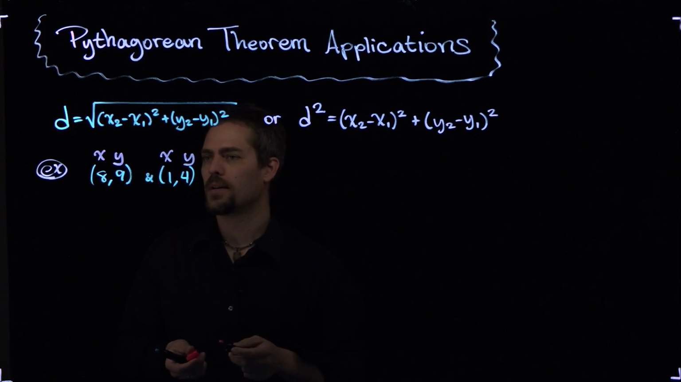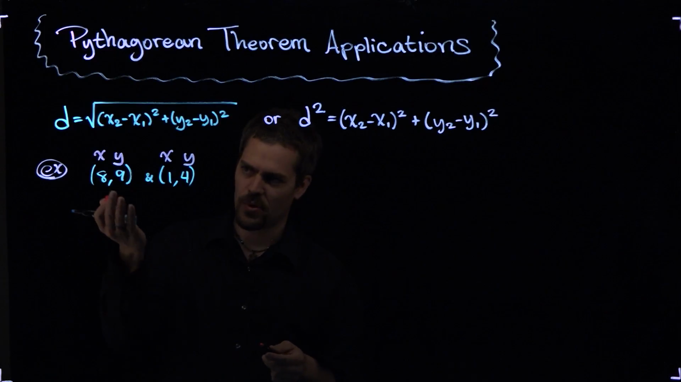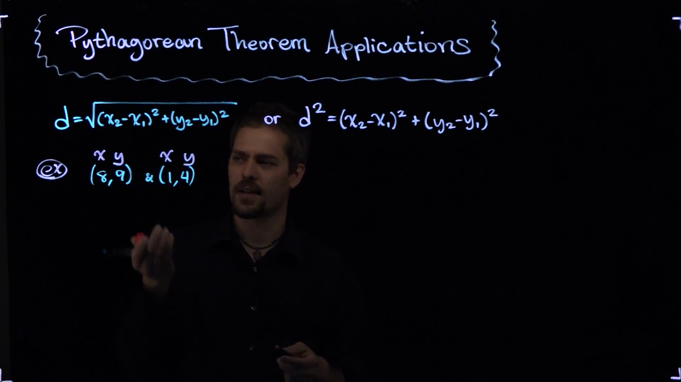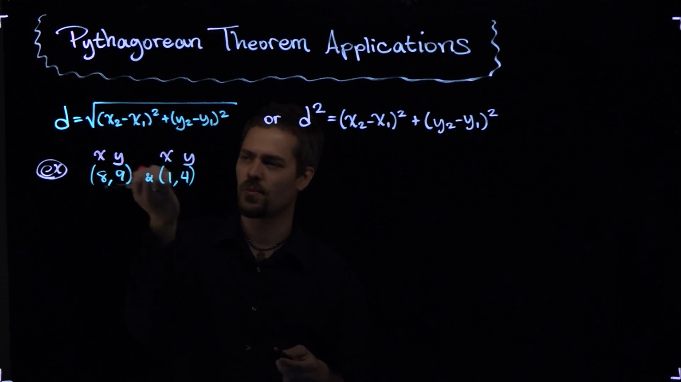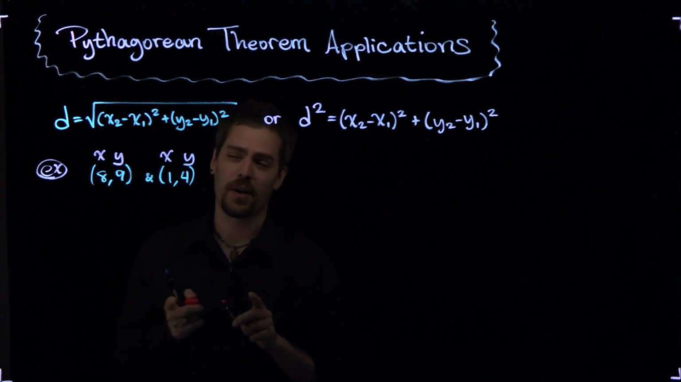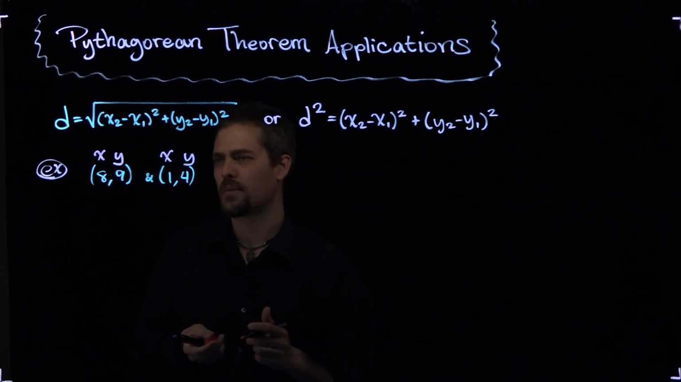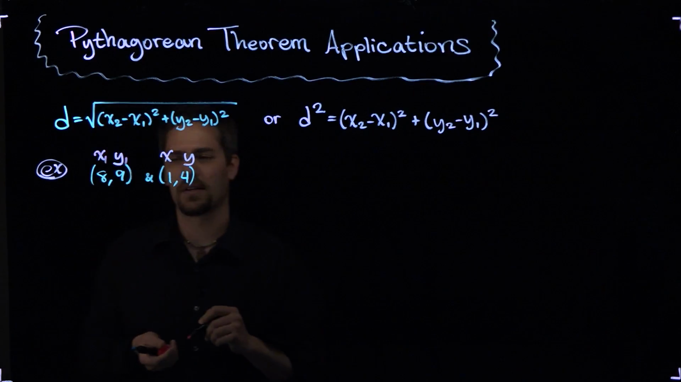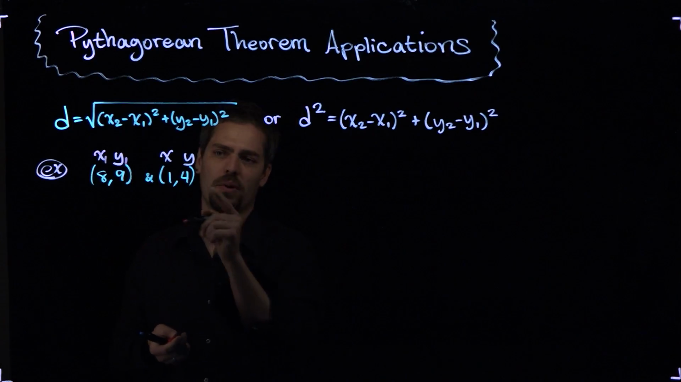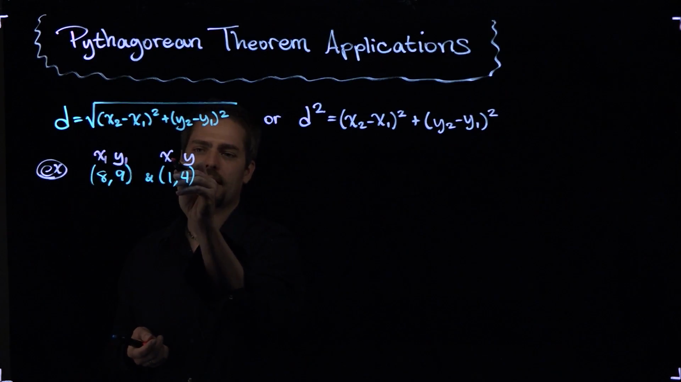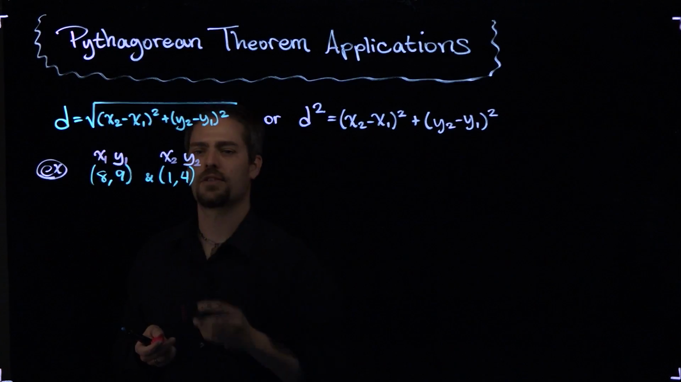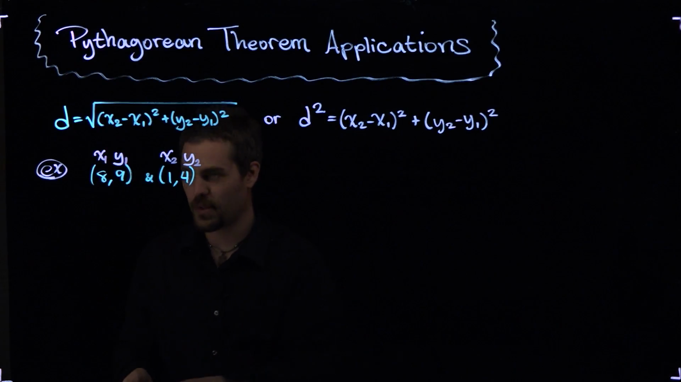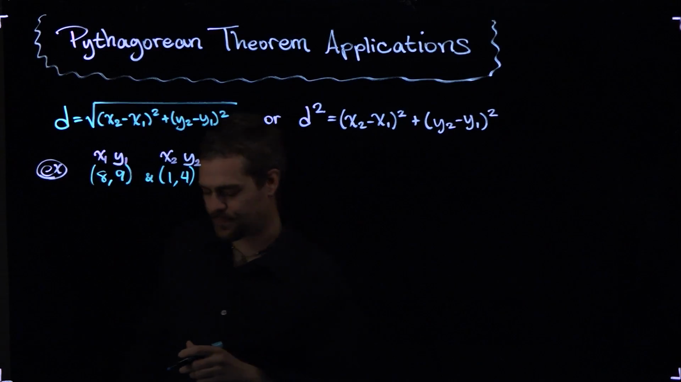Well, I have to choose which one of these points is point number 1 and which one is point number 2. And it actually doesn't matter what your choice is. I could say this is 1, this is 2, or this is 1, this is 2. Either way, the formula will work. So let me just say the one on the left is point number 1, so I'm going to assign this an x1 and a y1. The point on the right is point number 2, so I'm going to assign this an x2 and a y2. And now I'm just going to plug those numbers into the above formula and see what we get.